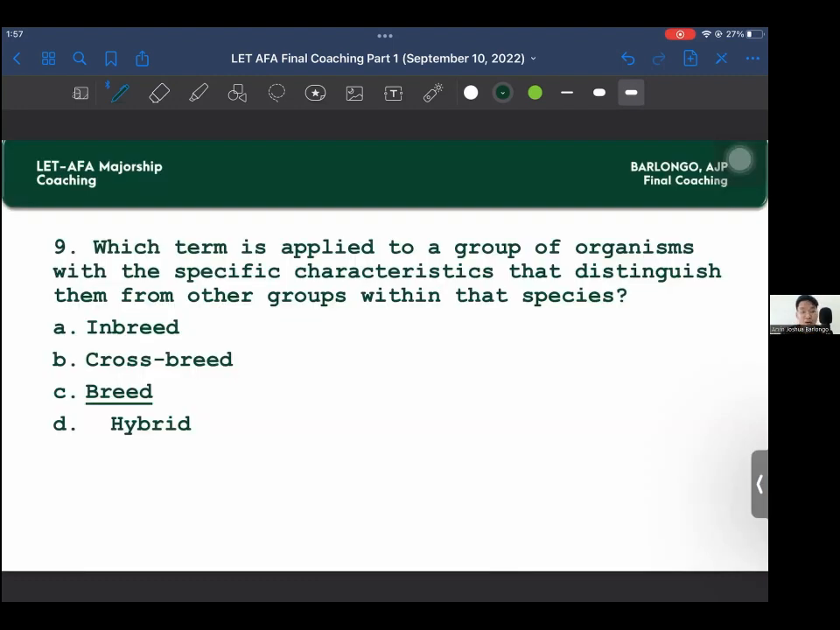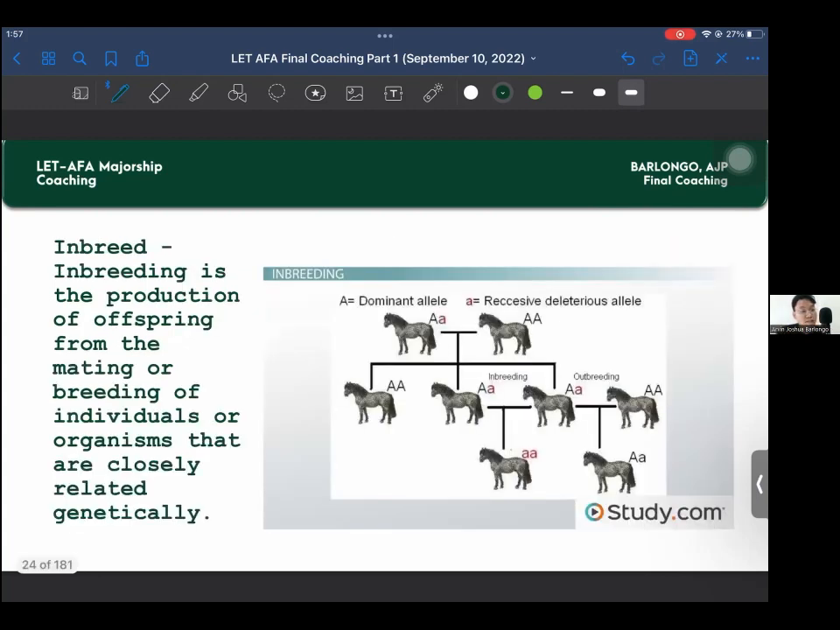All right, so breed, it is the general term that we use to describe that, yung group of organisms na merong specific characteristics. So organisms that are in the same breed have the same characteristics as well. So let us define the different terms that are also in the choices. So first, let us go to inbreed. So actually, inbreed is not a term to describe like a group of organism, but instead it is a term used to describe an organism that has undergone inbreeding.